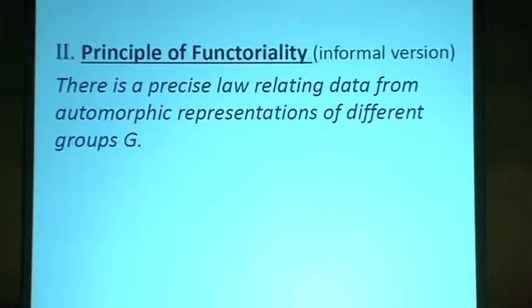But there is a precise law which relates, okay, so if the data in automorphic representations is what we're supposed to be looking at, this is a refinement of the way you might want to look at that data. It says there's a very precise law which relates data of automorphic representations on different groups G. Because remember, automorphic representations can be attached to any reductive group over the rational numbers. So I'll describe this reciprocity law in a moment.